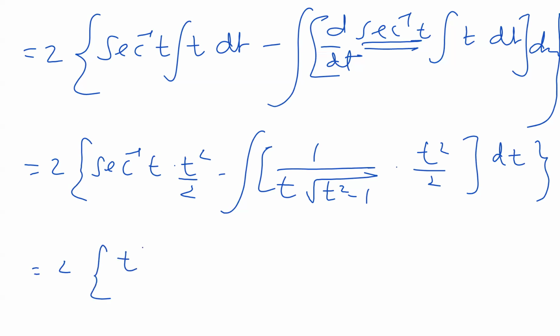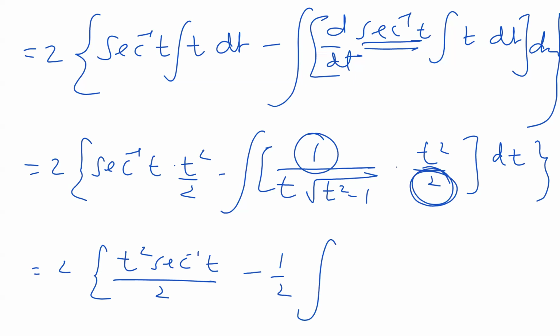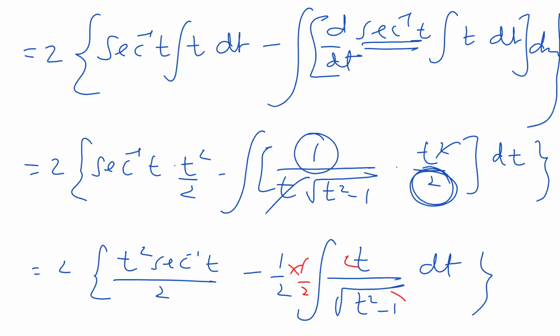So 2 into t square sec inverse t by 2 minus half. This half will go outside. T square and t is gone. So t upon root of t square minus 1 dt. Now this is very simple. You just have to multiply and divide with 2 because the derivative of this is 2t. So after you multiply and divide with 2, it is going to be f dash t upon root f of t, that is 2 root f of t. And then resubstitute the value of t as root x.